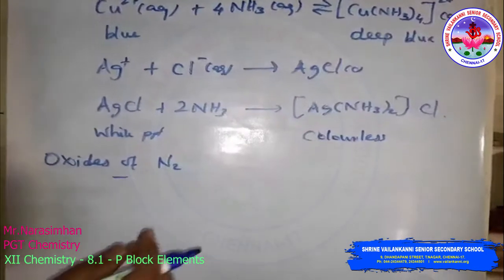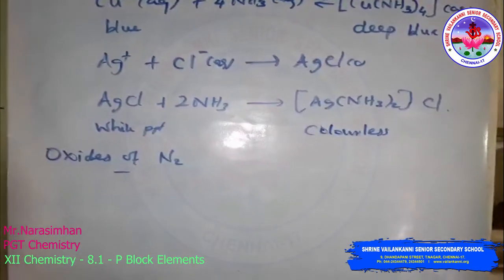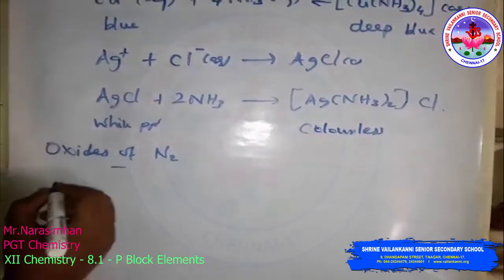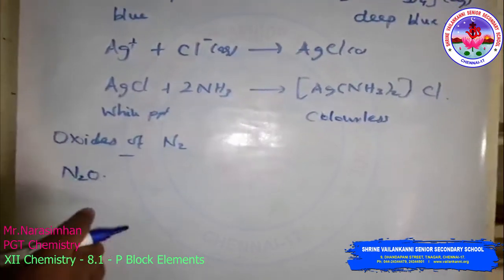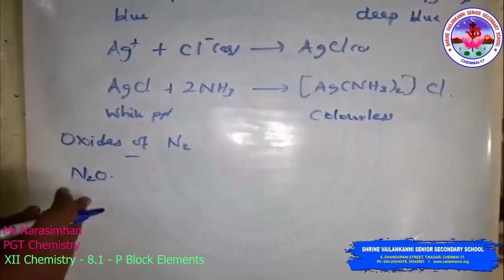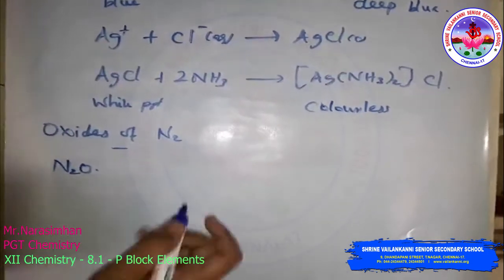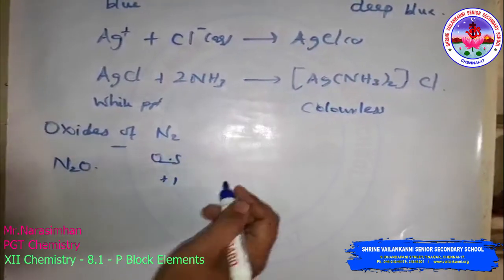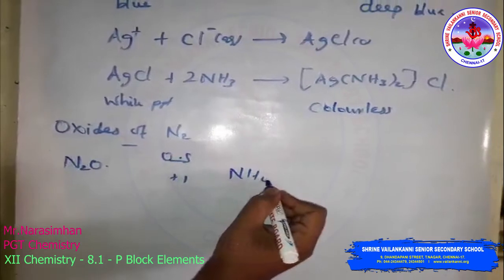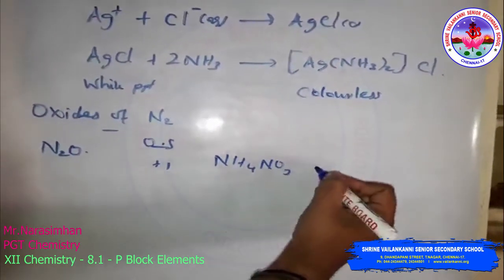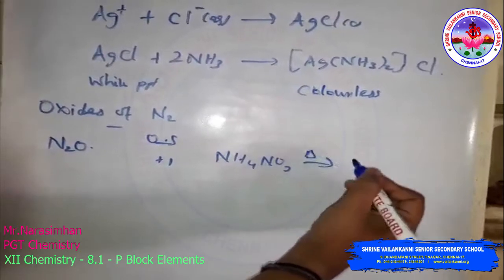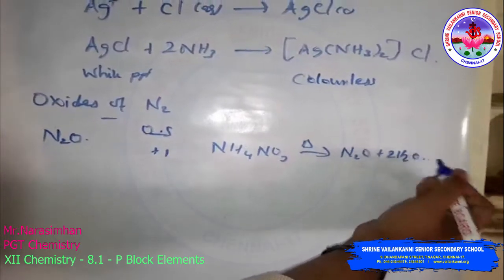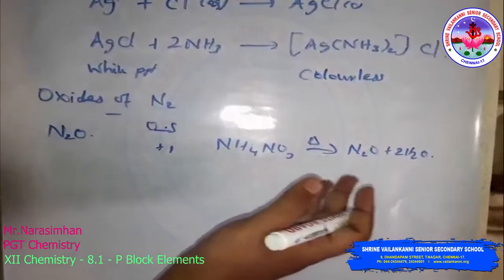So, oxides of nitrogen. What are the possible oxides of nitrogen? Here, N2O, nitrogen(I) oxide or dinitrogen oxide. The oxidation state of nitrogen is +1, and the common method of preparation is heating NH4NO3, that is ammonium nitrate, to produce N2O and H2O. Its physical property is a colorless gas and neutral.